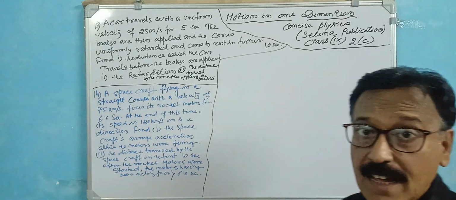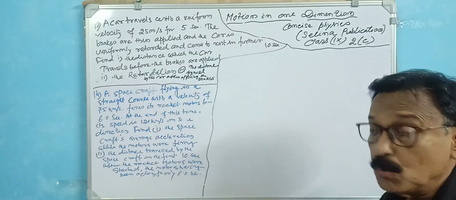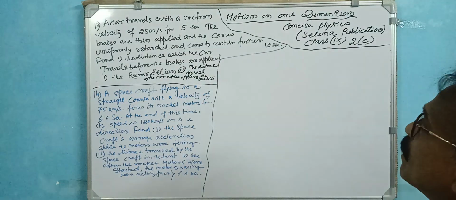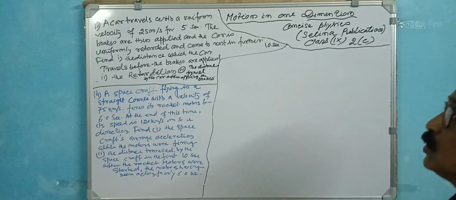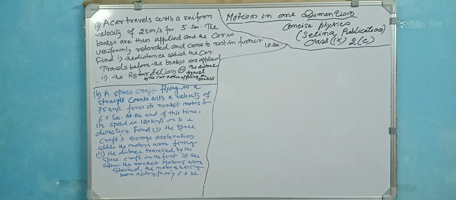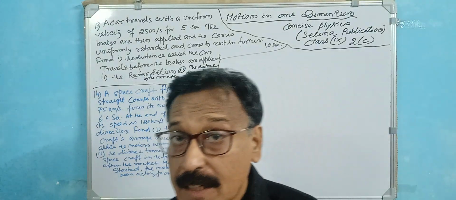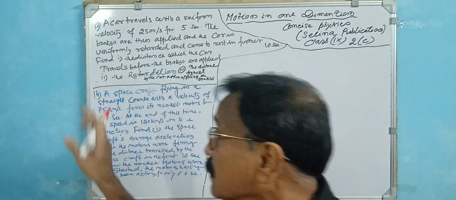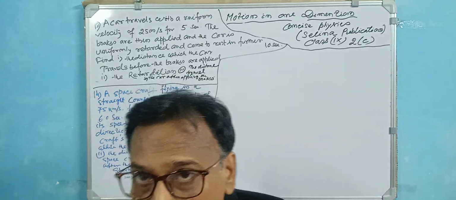Today I will also discuss physics, motion in one dimension, from the Concise Physics book, Selina Publication, Class 9, Exercise 2C. You already know many formulas, so just apply them here. I have already written down two sums. Just see in which way the maths is solved. The panic will be gone if you watch my video and see how it is solved.